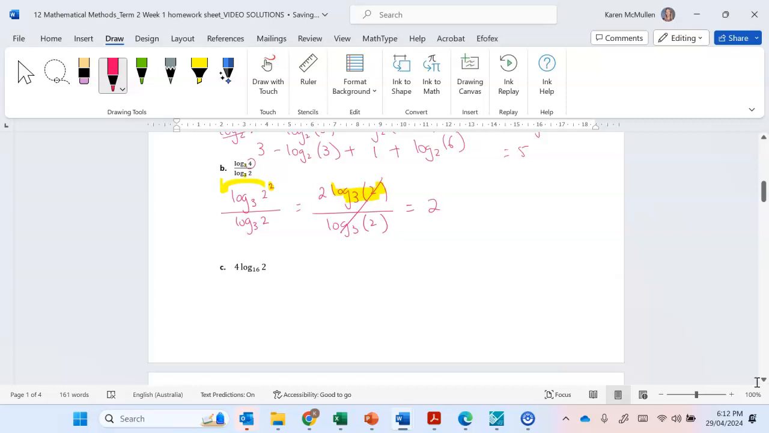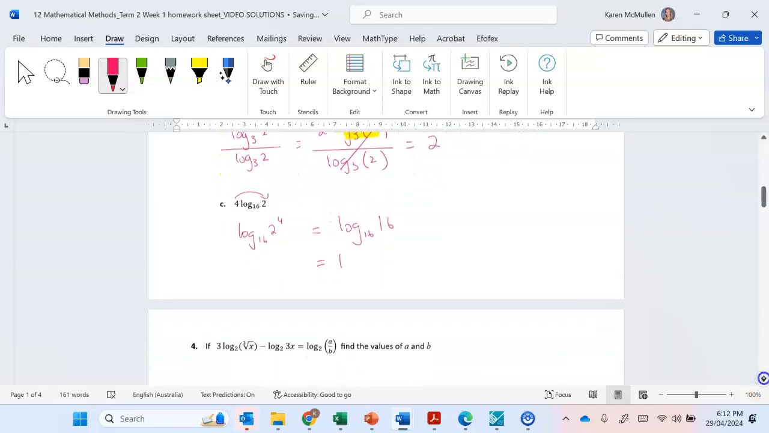All right. Oh, this one. Okay, so A was probably the easiest out of all of these. So this 4, we can just make the power here. So 2 to the power of 4. Now 2 to the power of 4 is 16. So we've got log base 16 of 16, which is just 1. So a nice easy one to finish that page on.